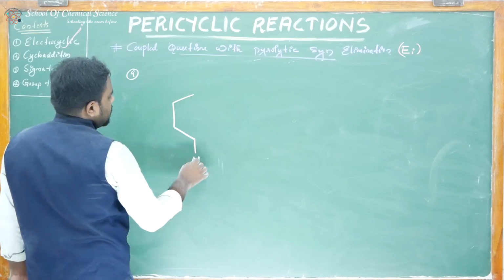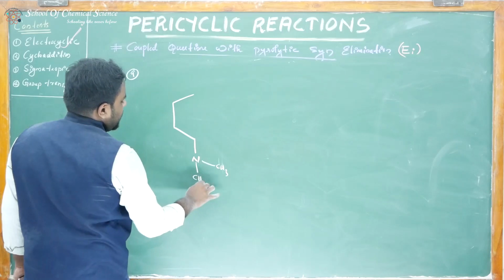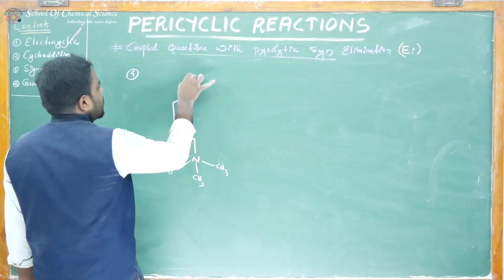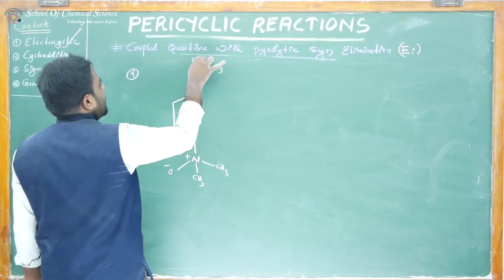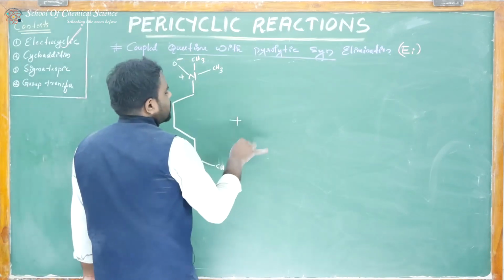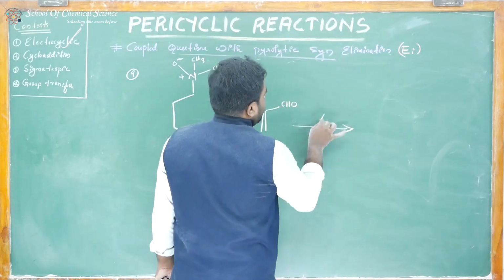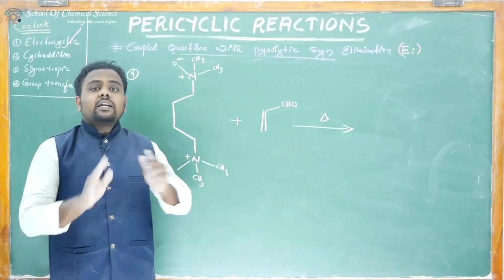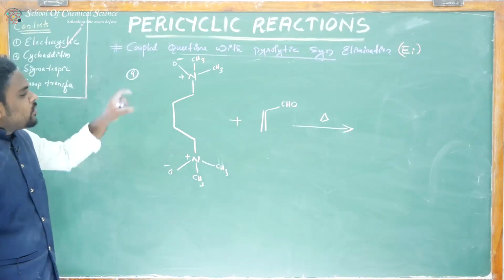CH3 O minus N plus, N, CH3, O minus N plus, double bond CHO under thermal condition. Here the dienophile is given, but the diene is not given. The dienophile is directly given, but the diene is not given in the question.